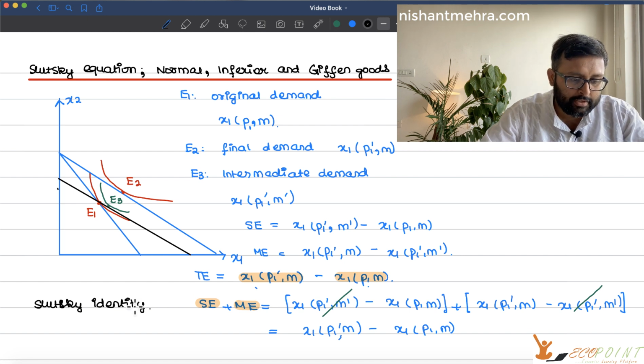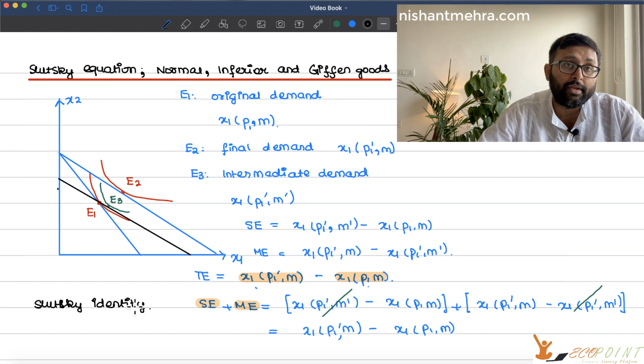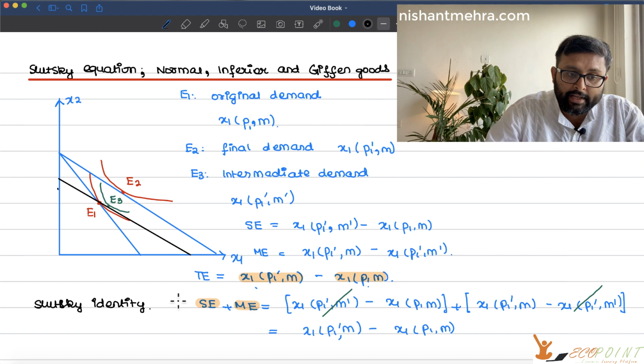This is what is called the Slutsky identity, and this is an identity. It is true for all values of p1, p1 dash and m dash. It is true for all of them. So we have already proved that the substitution effect must be negative.